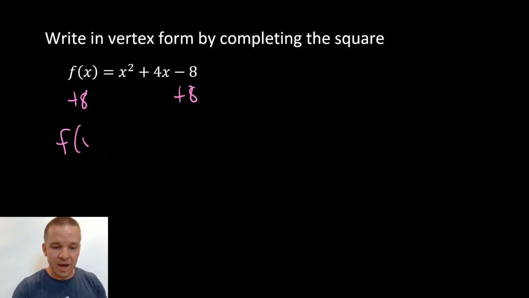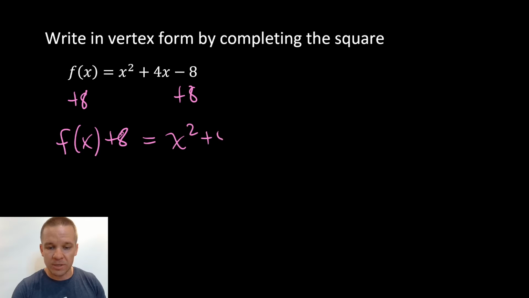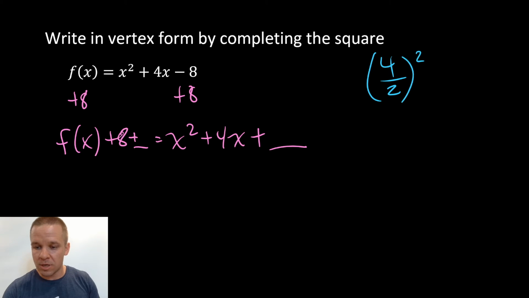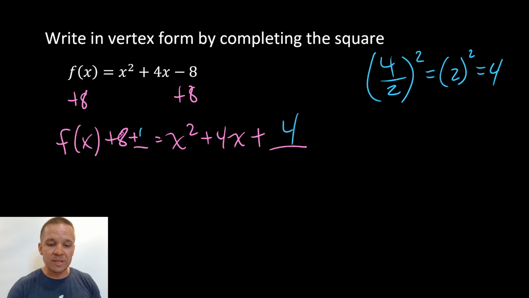So I'll have f of x plus 8 equals x squared plus 4x plus blank. I'm going to give myself a little extra room right here, plus blank equals. Now I need to figure out what goes in that blank. I take the 4 in front of the 4x, divide that by 2, and square it. This is how I figure out what number is going to complete the square. So I've got 2 squared, which equals 4. I'm going to add 4 here, which means I have to add 4 over here to balance the equation.